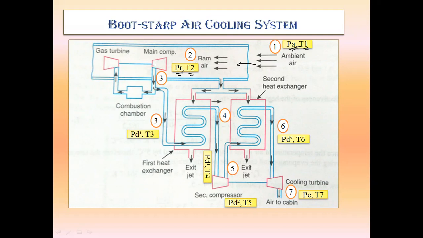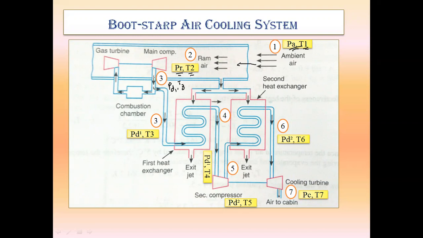Now, part of the ram air inside the aeroplane will be compressed inside the main compressor. The 2 to 3 process is called the compression process inside the main compressor. Because of compressing the ram air inside the main compressor, the pressure of that air will keep increasing from ram pressure to PD1, and the temperature will also increase from T2 to T3.